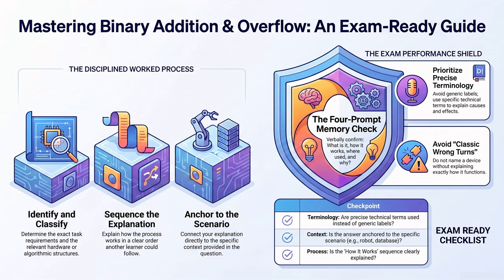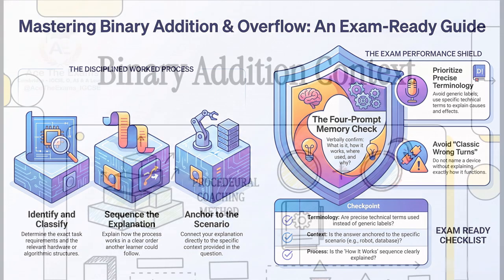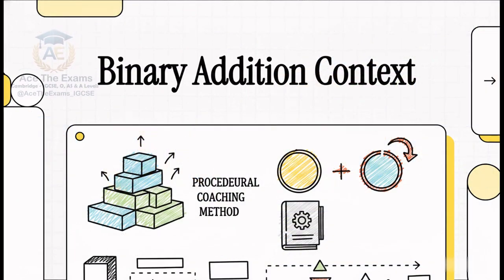Welcome to this explainer. Today, we are unlocking the ultimate computer science Cambridge exam strategy. Think of yourself as a wizard, and structural frameworks are your magic spells. Cast the right spell, and you literally guarantee maximum marks for yourself. We are looking specifically at binary addition and overflow today, mapping this directly to syllabus codes 0417, 0478, 2210, and 9618.